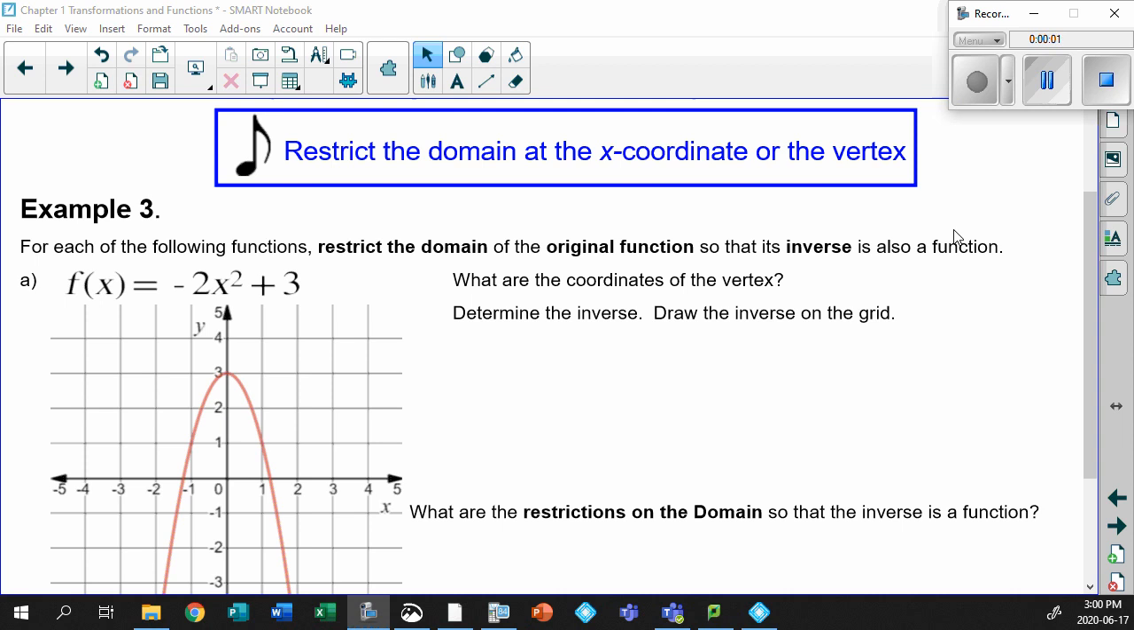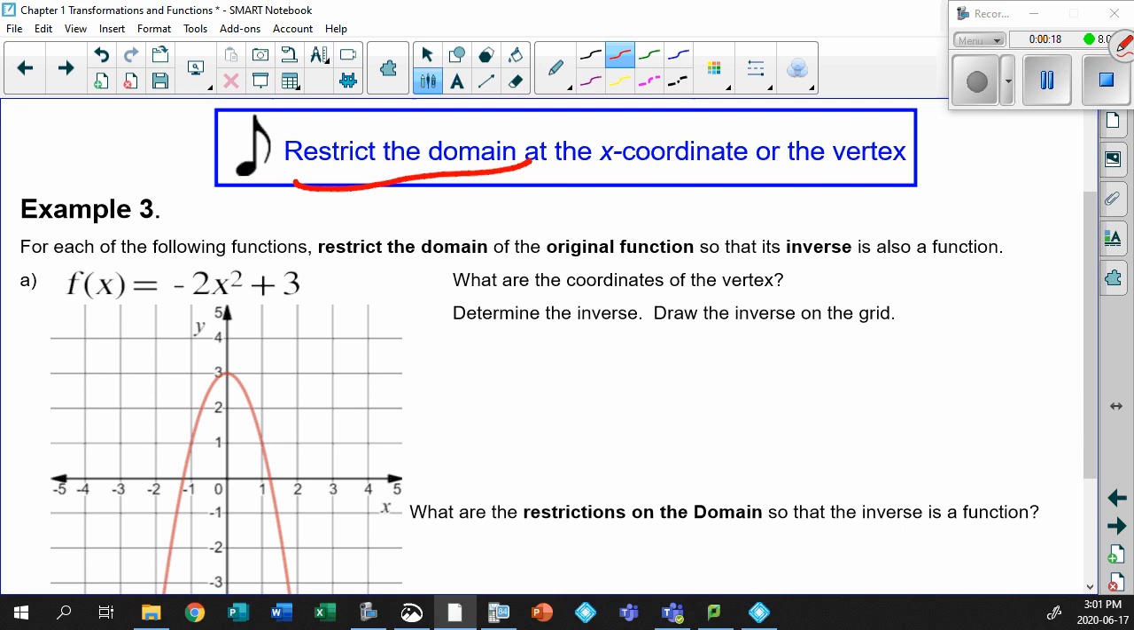Here's something interesting to consider. Is there any way that you can make the inverse of a function, which is not a function, into a function? Oh my God, yeah. Well, actually, yes, there is a way. The way you do it is you restrict the domain. That's how you do it. What do I mean by that?